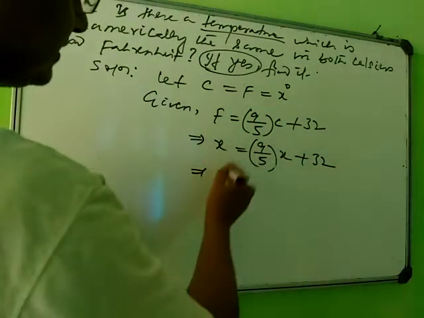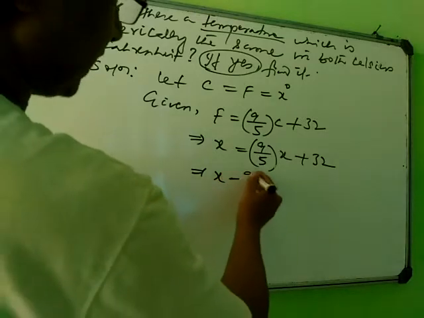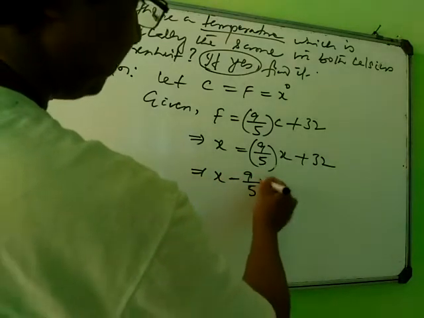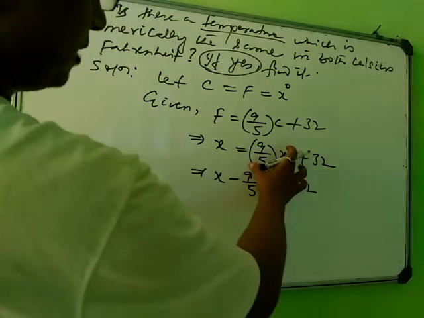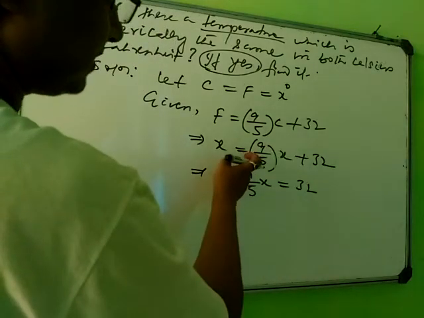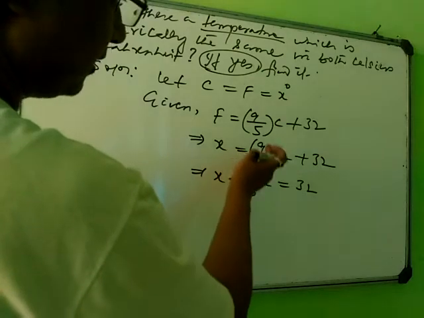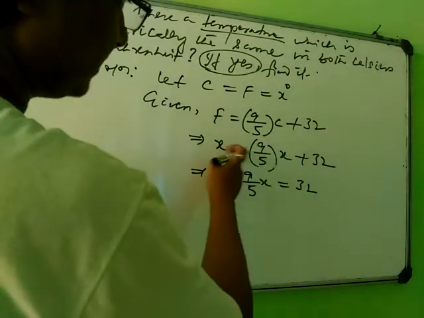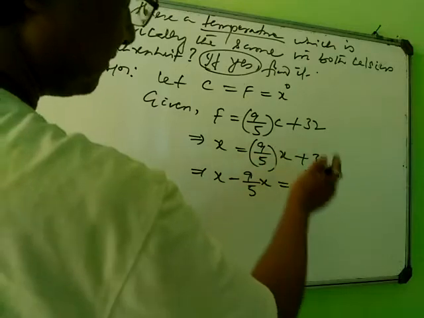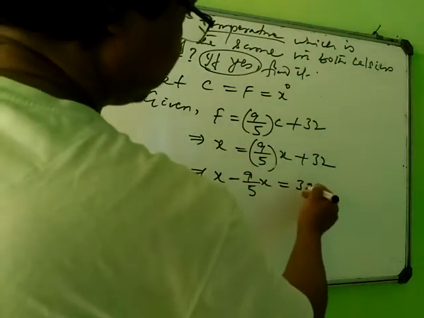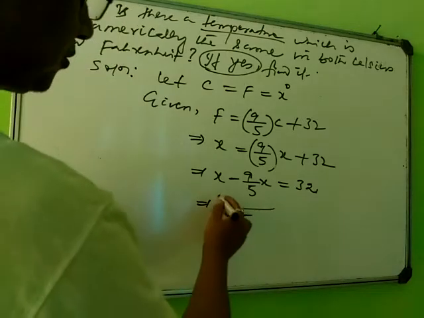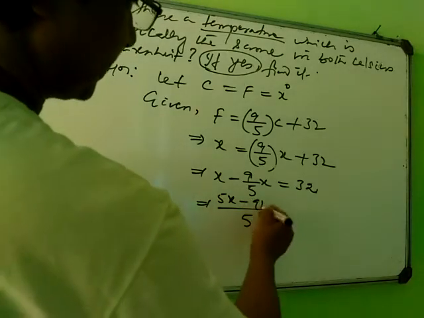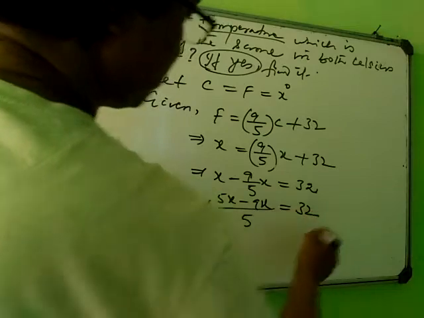Now you bring this x to this side. So x minus 9 by 5x equals 32. This was plus, so when you brought it to the left side it becomes minus. So minus 9 by 5x equals 32. Now you take the LCM, so it will be 5. So 5x minus 9x equals 32.